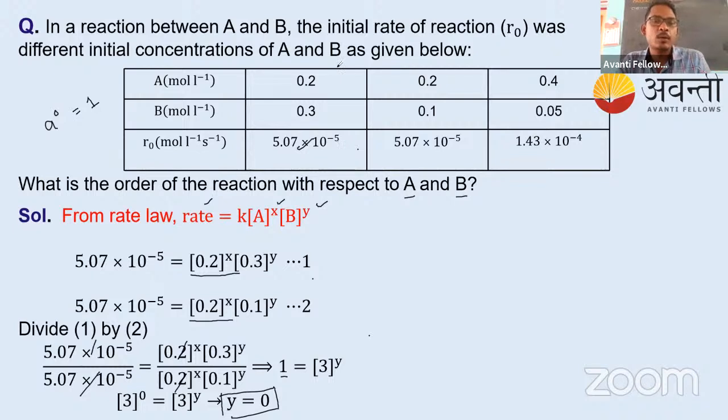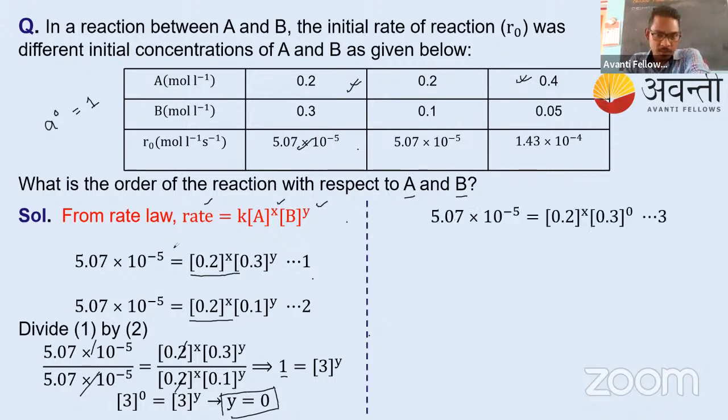Okay, now let's find out the value of x. To find the value of x, let's take the first column and the last one. So I take the first equation only, but I replace the value of y with 0, because we got y equal to 0. So I put 0 here. These two are the same equation; I just put in the value of y.